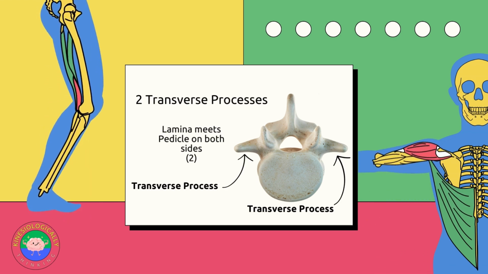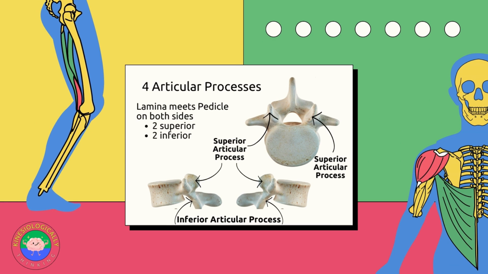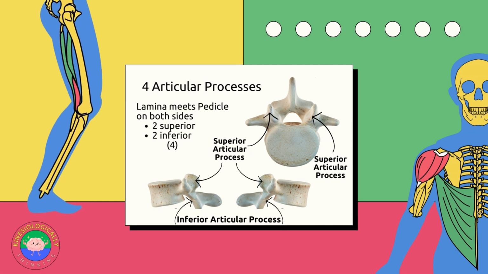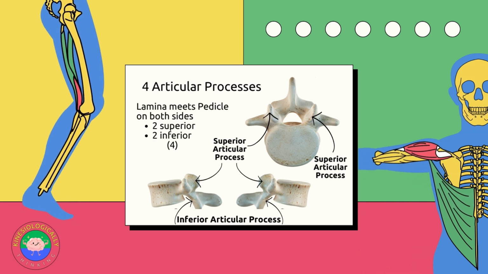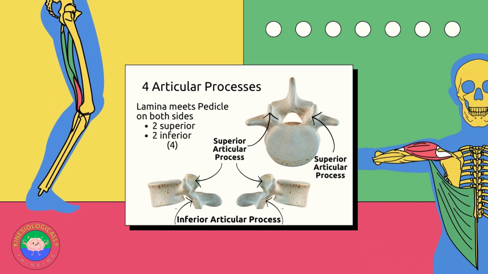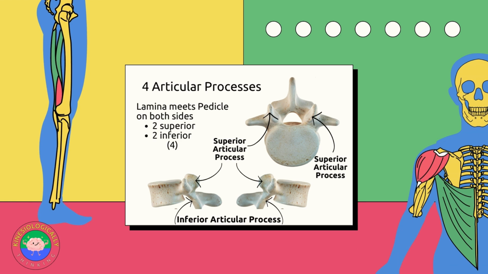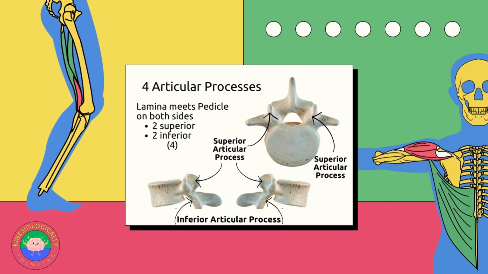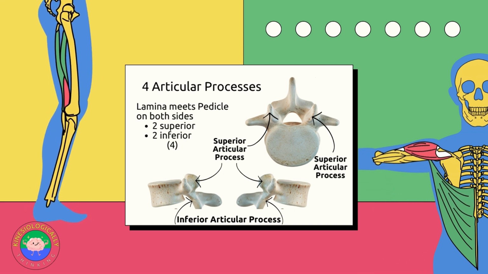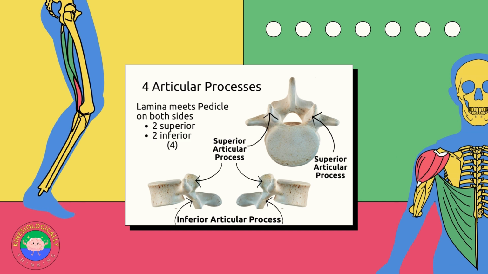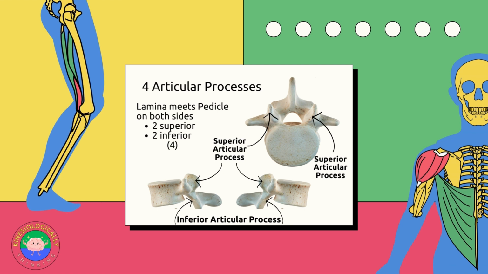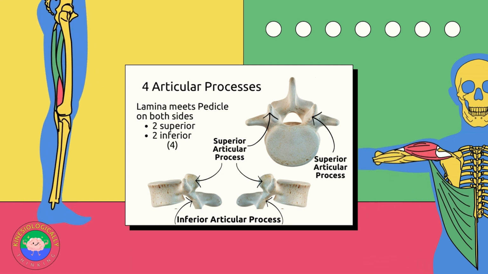The other processes that arise from where the lamina meets the pedicle are the articular processes. There are 4 in total, with 2, one on each side, being superior and 2 being inferior. As the name suggests, the superior articular processes are right where the lamina and pedicle meet on the superior aspect, which we see from a superior view of the vertebra in the top right corner on your screen, and the inferior articular processes are on the inferior surface, where the pedicle and lamina meet, which we can see from this lateral view on the bottom of your screen.